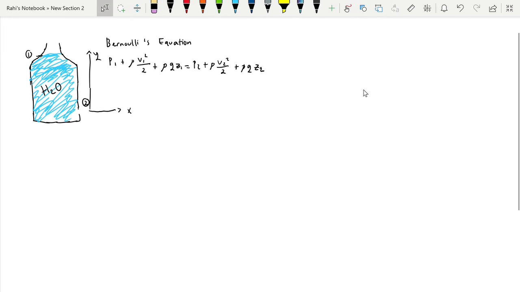So we take our datum to be 0 here, and this is the XY axis, and we can take the height from the second point to the first point to be h.